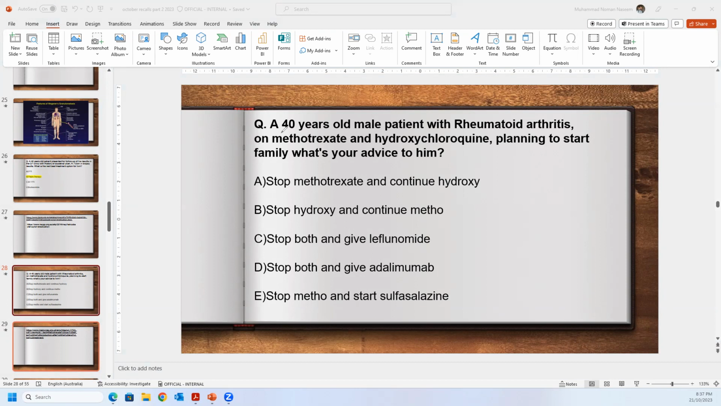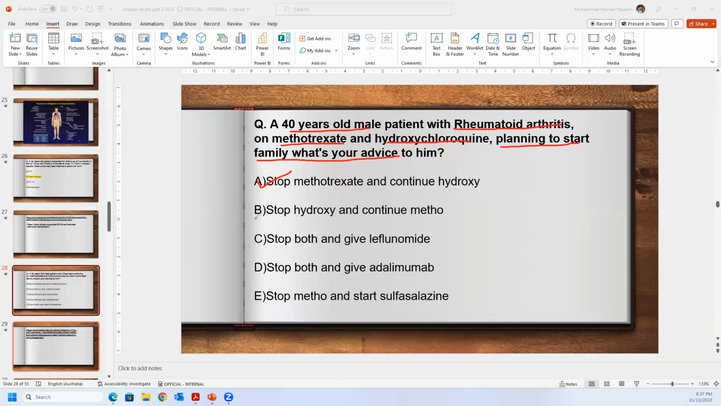Never forget that, guys. Yes, it's the same treatment for the kids, but PUD is not very common in kids. A 40-year-old male patient coming with rheumatoid arthritis. He's on methotrexate and hydroxychloroquine. I think we did this question last time as well. Planning to start a family, what's your advice to him? What would be your advice?